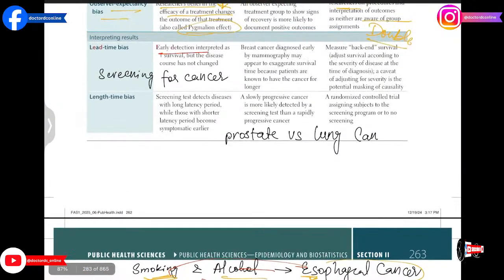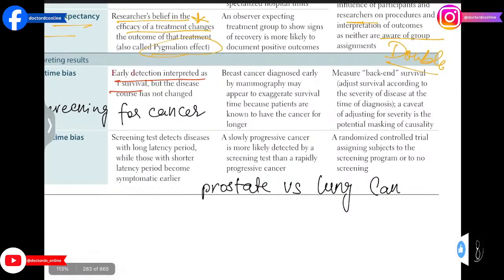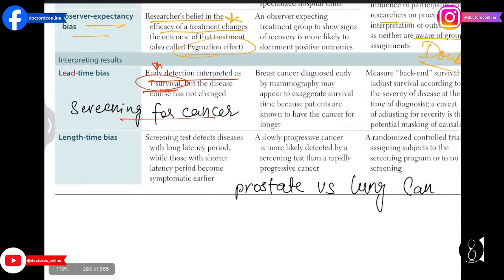Lead time bias occurs when early detection is mistaken for increased survival. The disease's natural history hasn't changed, but early detection makes survival look longer. Think about cancer screening for this type of bias.